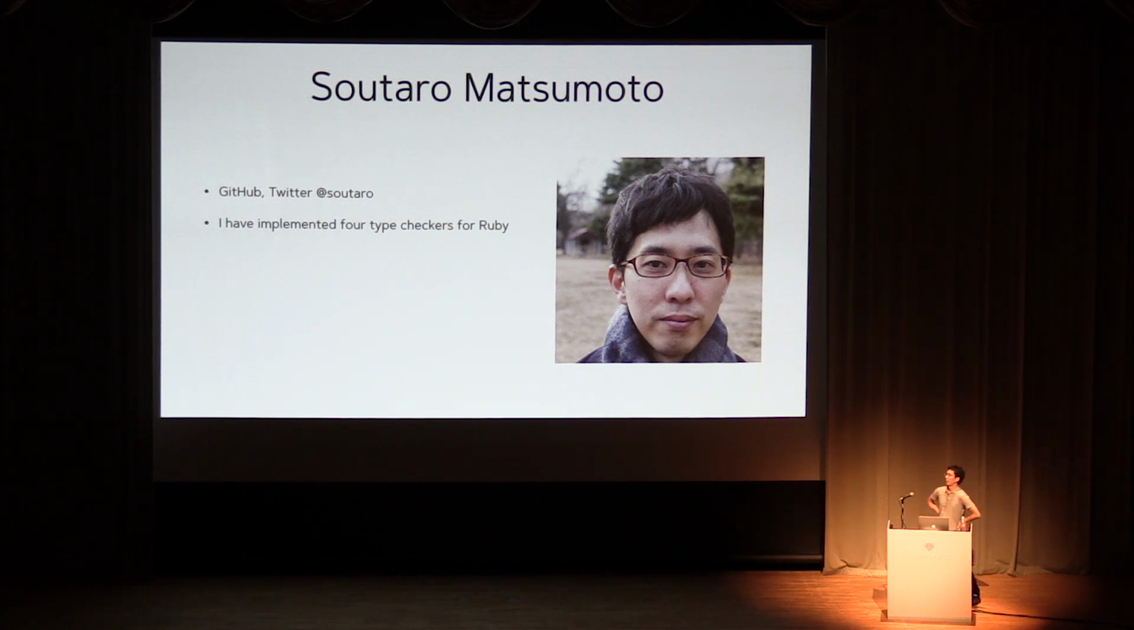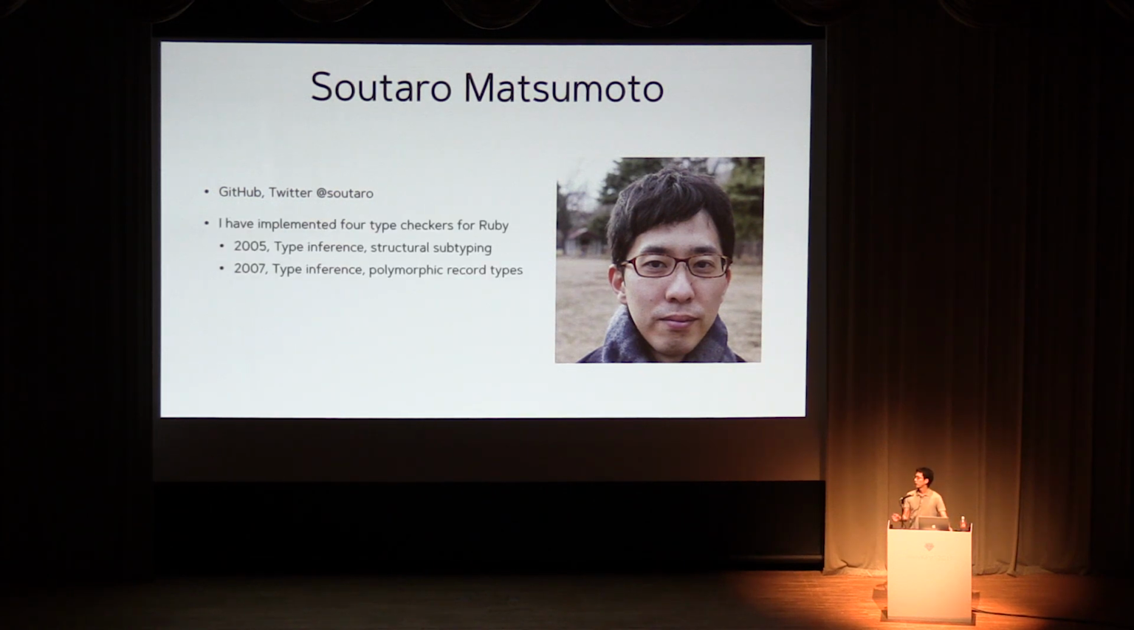So I have implemented 4 type checkers for Ruby in 12 years. So maybe I'm the only person in the world who tried this 4 times. The first type checker I tried to implement was when I was an undergraduate student. It was based on constraint-based type inference, and the type system had some structural subtyping. So it didn't work very well.